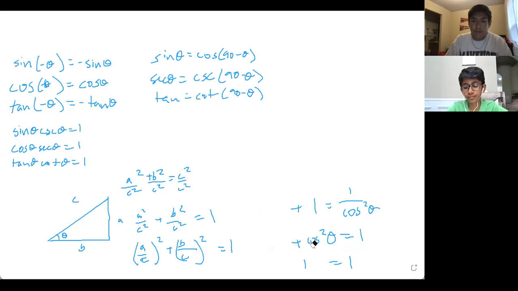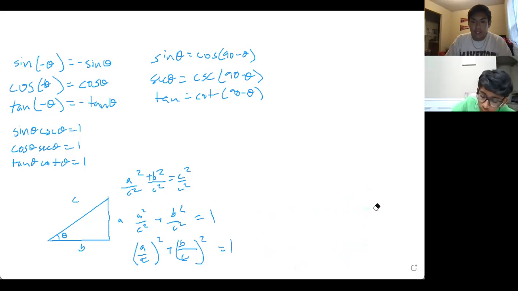Perfect. If that makes sense, do you want to do another example of something like this or no? Do you want to do another example like the one I just put on the screen? No? Okay, go ahead. Remember my tips? Make everything sine and cosine. It's going to help you.